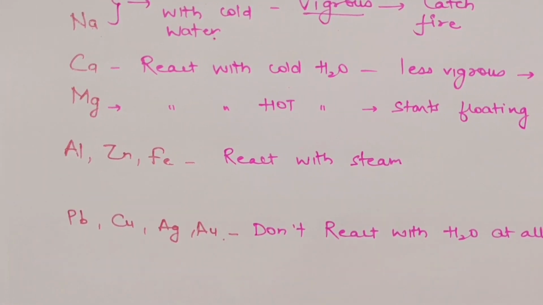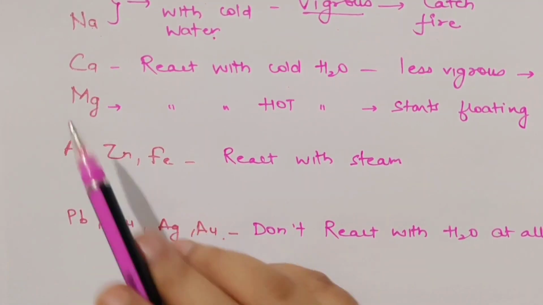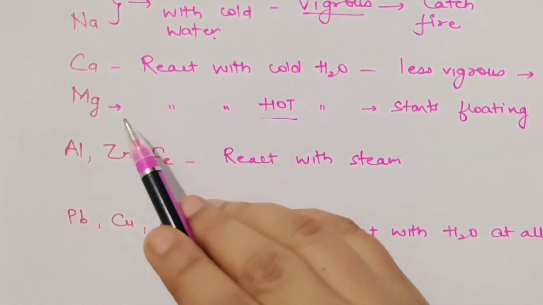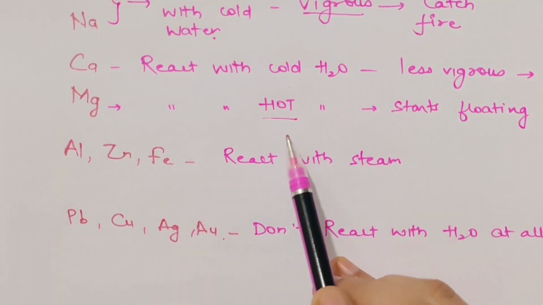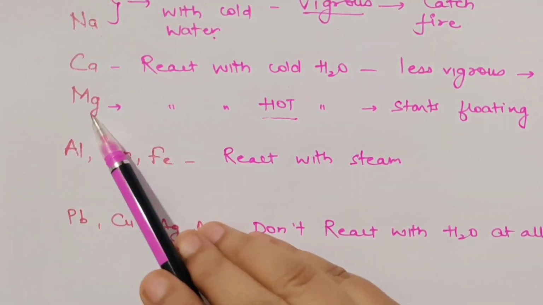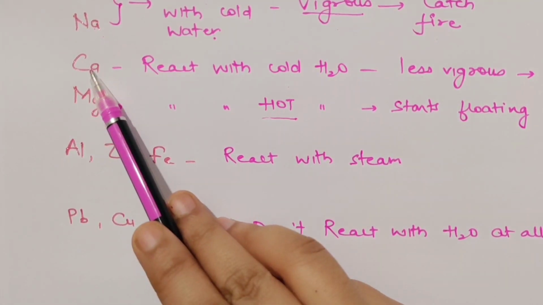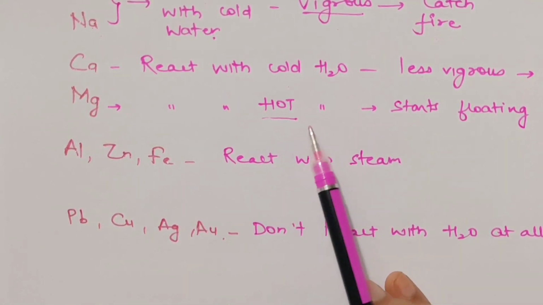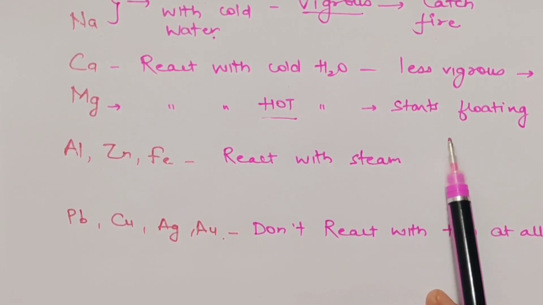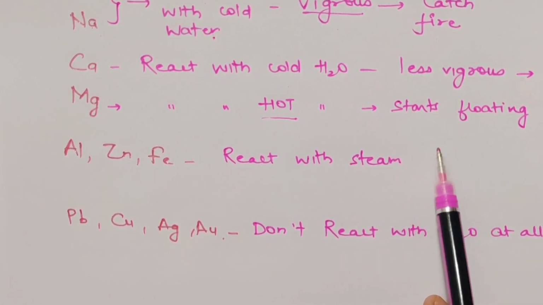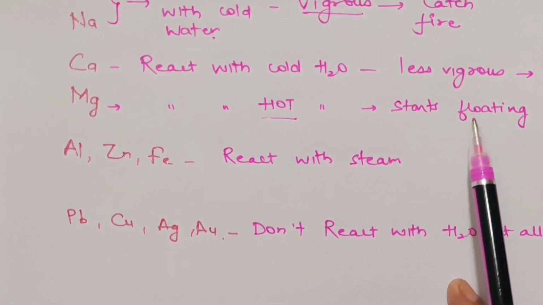Something similar happens with magnesium, but it happens at a higher temperature. Magnesium reacts with water, but only upon heating. That makes magnesium less reactive than calcium. Okay, upon reaction, the same thing happens. Hydrogen bubbles are formed and they stick to the surface of magnesium metal, make it float.